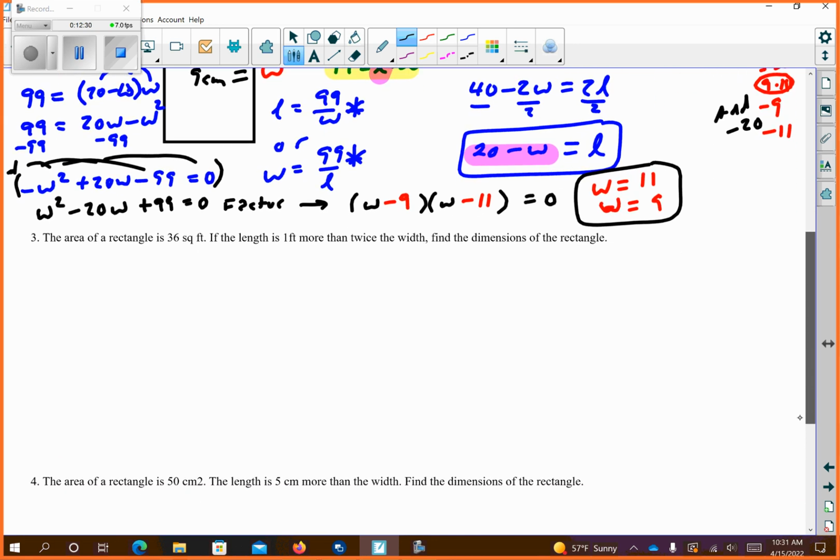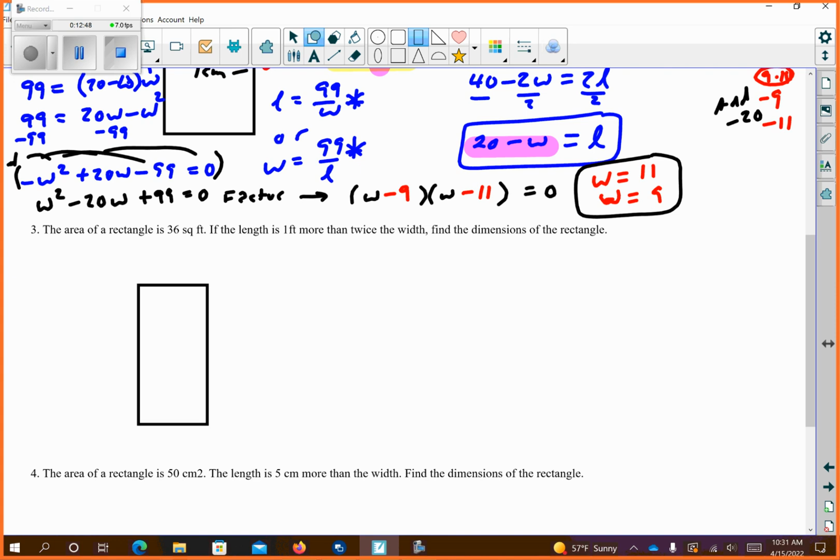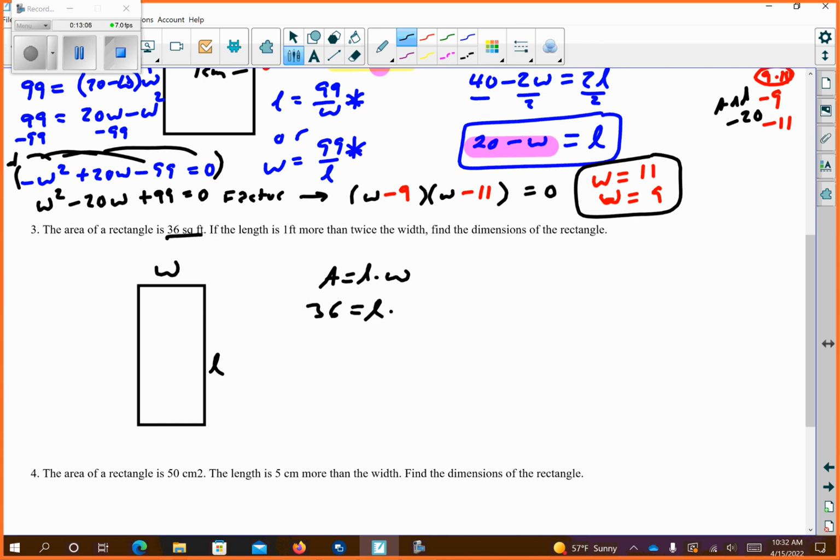All right, let's see if we can play with this a little bit further. It says the area of a rectangle is 36 square feet. The length is one more than twice the width. Oh, what? Now we have land of make-believe grammar. All right. So first thing I'm going to start with, I have length and I have width. Agree? They tell us the area of the rectangle is equal to 36. So I get 36 equals length times width.